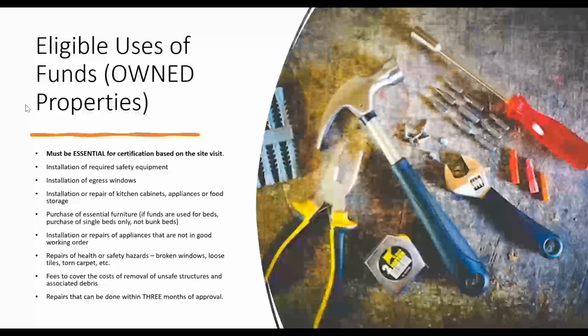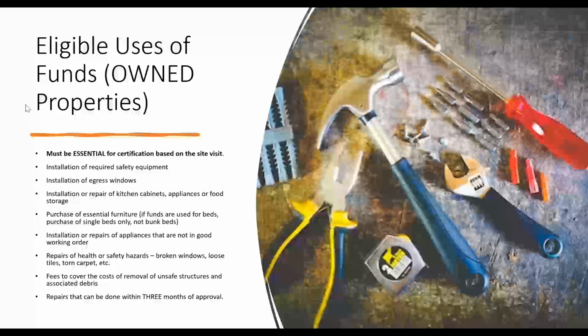So installation of required safety equipment, things like smoke detectors and fire extinguishers, installation of egress windows. And I will say here too that when we go and examine the house, we examine what's physically available at the house at that time and what you put on your application. So if you put on your application that you're serving 5 people, but you want to do a renovation to your basement and add 2 additional people, that's not going to show up on your report because you applied for a home for 5 people.